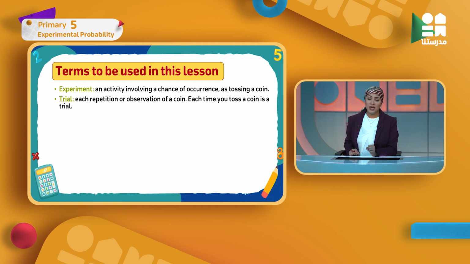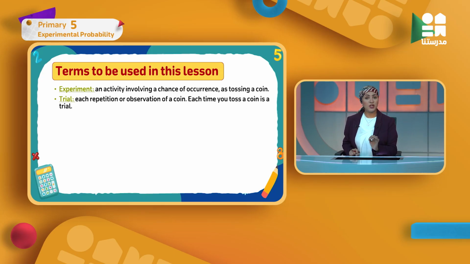Trial is each repetition or observation. هنا احنا اخدين الكوين as an example، انما في experiments تانية كتير جدا ممكن تتعمل. So here it's each repetition or observation of a coin. Each time you toss a coin is a trial. كل مرة فيها بحذف الكوين في الهواء عشان اشوف الاوتكم اللي هيجي لي head او tail، ده بيبقى اسمه trial. Okay?